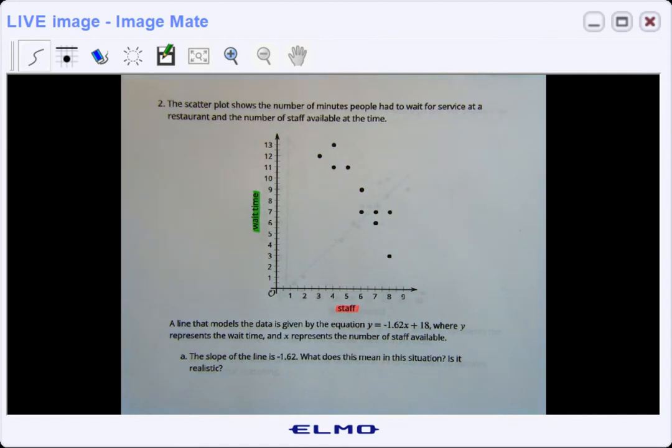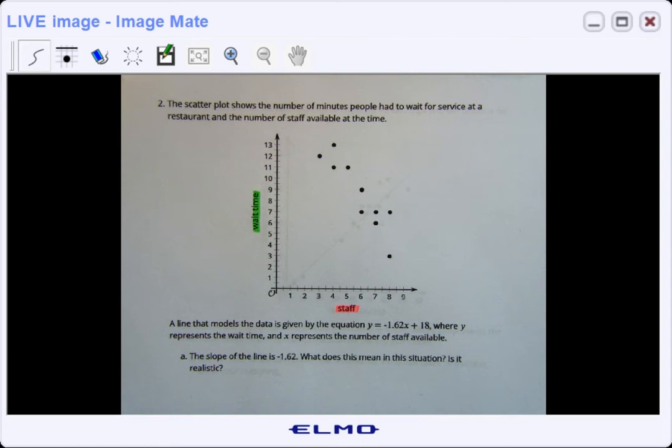So a line that models this data is given by the equation y equals negative 1.62x plus 18, where y represents the wait time and x represents the number of staff available. The slope of the line is negative 1.62. What does this mean in this situation, and is it realistic?